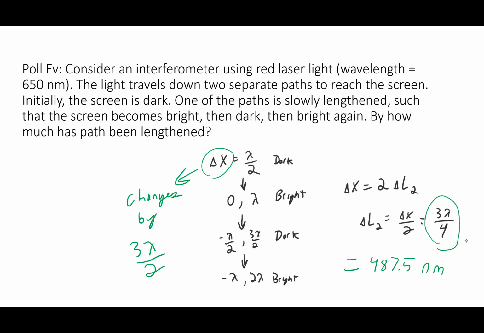Okay. So this is the same kind of thing, just written out, maybe a little bit cleaner. So I go from dark to bright to dark to bright. So I go from lambda over 2 to 2 lambda. The path changes by 3 lambda over 2. Cut that in half, so my difference in length is 3 lambda over 4.